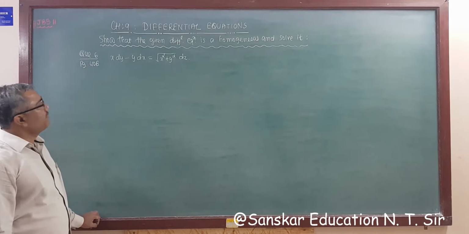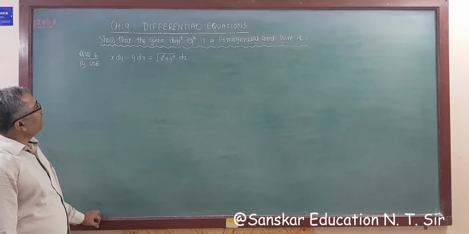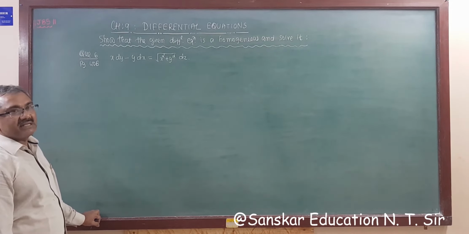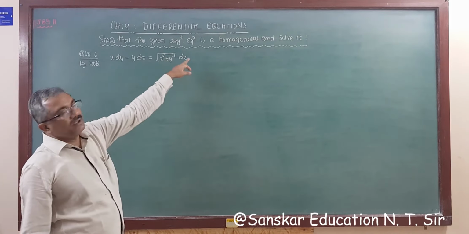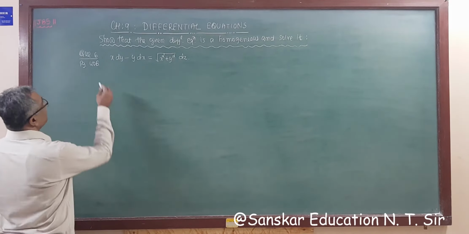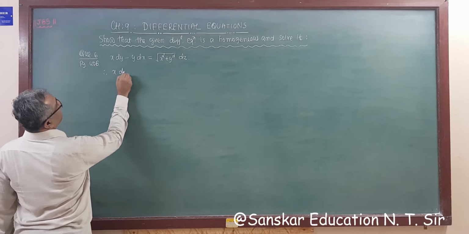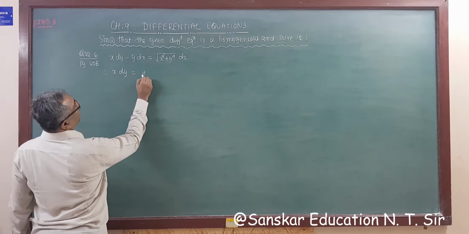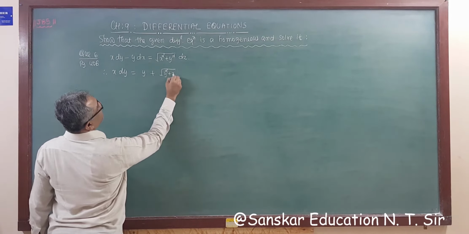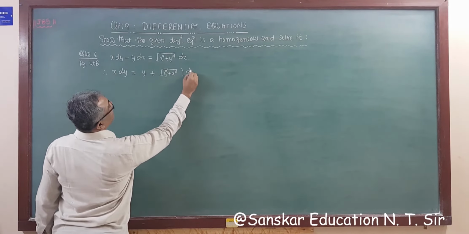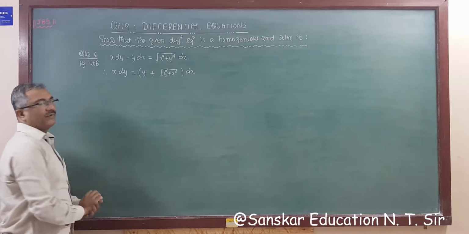Question number 6, page 406. x dy minus y dx is equal to root x square plus y square dx. See here, 2 times dx. So taking this to the right hand side becomes plus. So we get x dy is equal to y plus under root y square plus x square, taking dx as common. Got it?